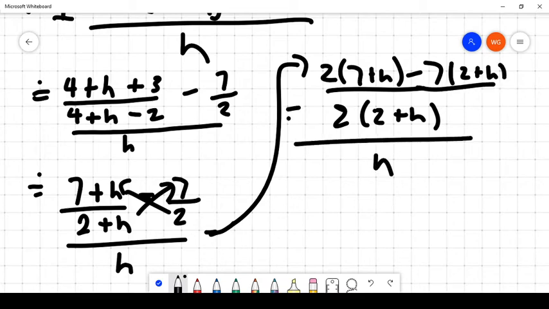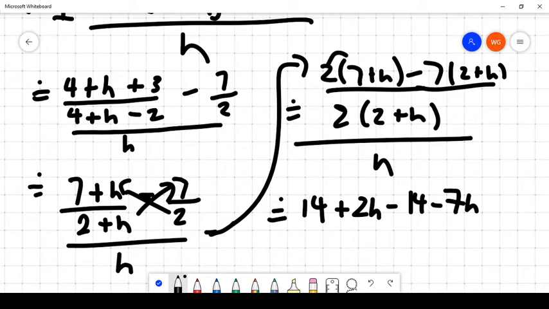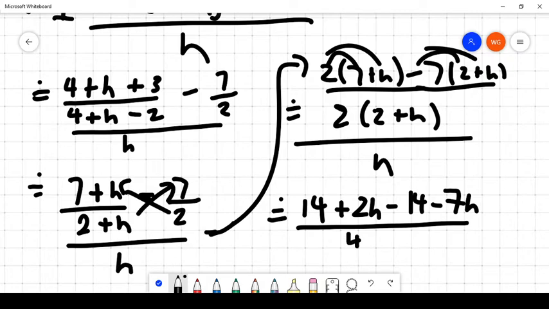You'll notice that it's beginning to look quite complicated, but I think if you stick with it, you'll find that things get nice and simple in a bit here. So this is equal to 14 plus 2h minus 14 minus 7h. See what I'm doing? I'm just distributing, over 4 plus 2h all over h.